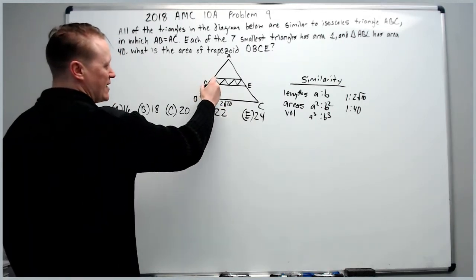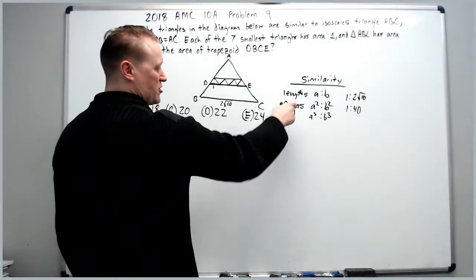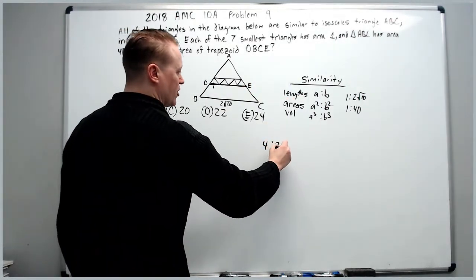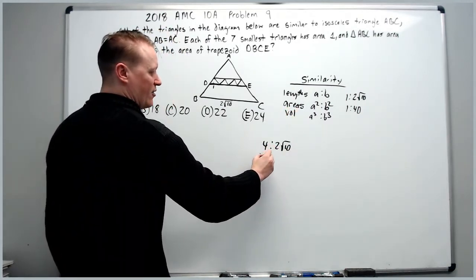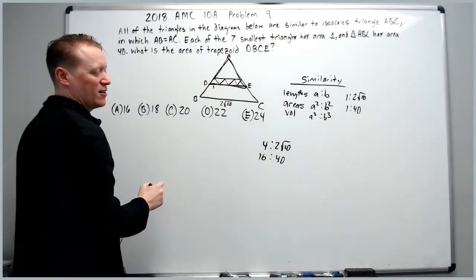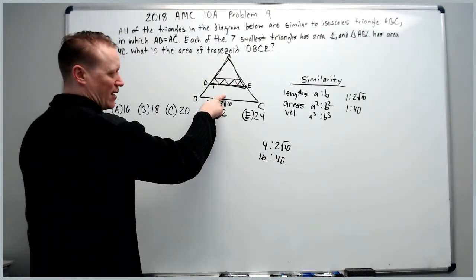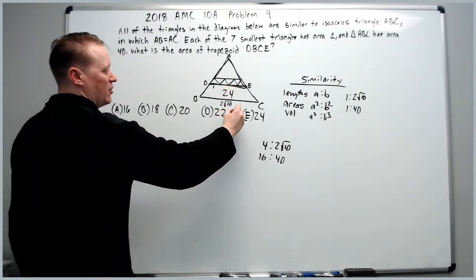All right, then DE going across this way is now 4 units, and we're back to a length ratio of 4 to 2 root 10. You simply square this to get back to areas, 16 to 40, and that means the upper triangle is 16, and the bottom trapezoid is the difference of 40 and 16, which is 24.